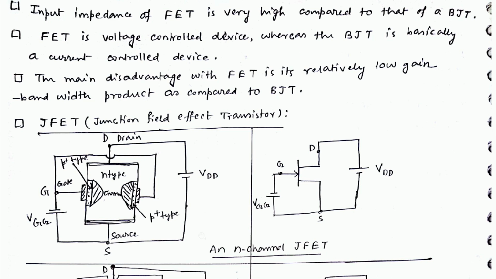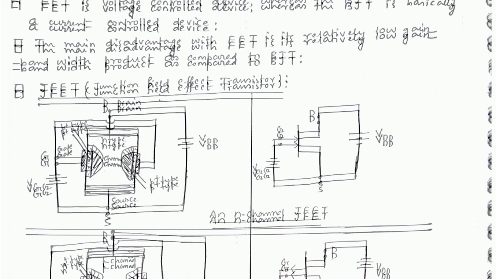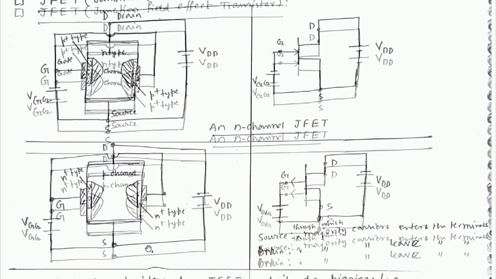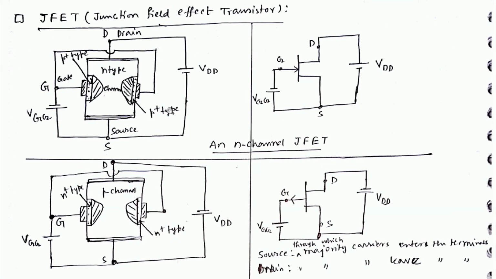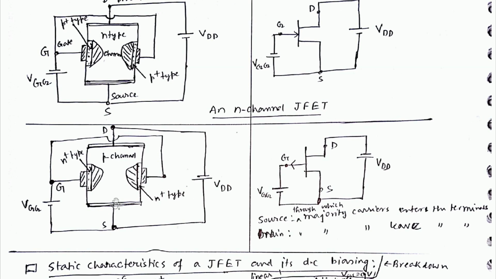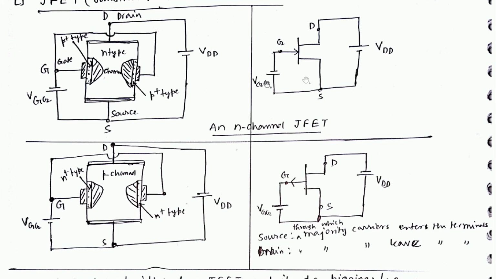JFET, the schematic diagram is shown in this. Say N channel JFET, this is P channel JFET. This is the channel and this is the highly doped region. Here it is N plus type, this is P plus type. When the channel is N type, it is called N channel JFET, and when the channel is P type, it is called P channel JFET. Now how to remember this, in which direction the arrow should be directed.